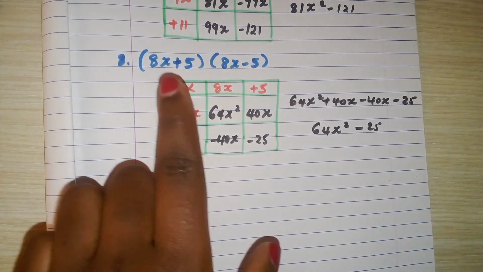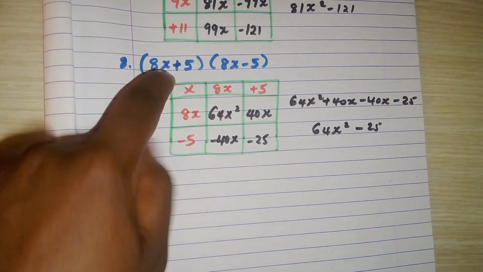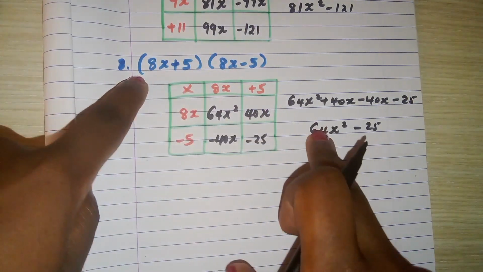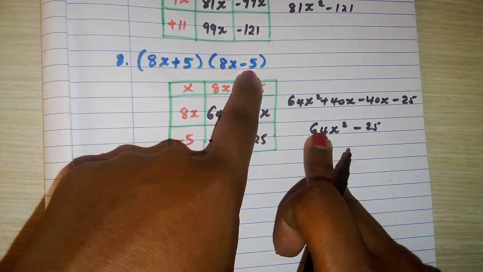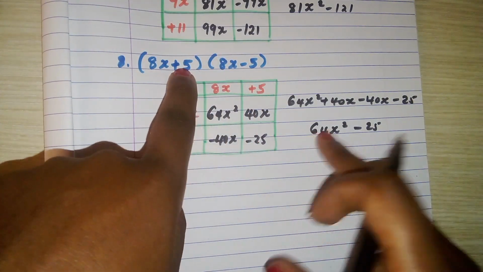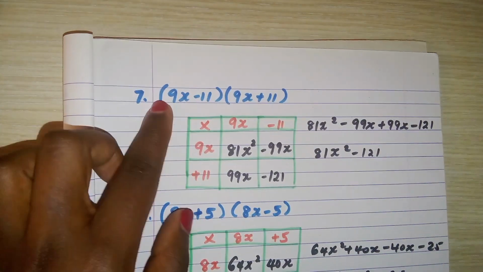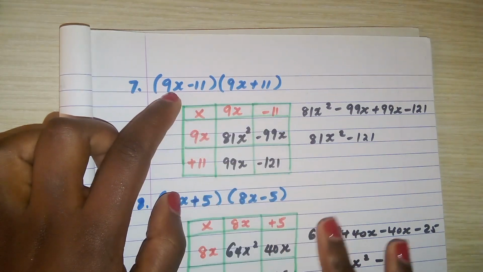So this one is also called, when you're multiplying such a number, you just square the first term. So 8x times 8x will give you 64x squared. And then you square this one. So you square the 5 and then you put a negative there. So basically, if you look at this one, it will be 81x squared minus 121.